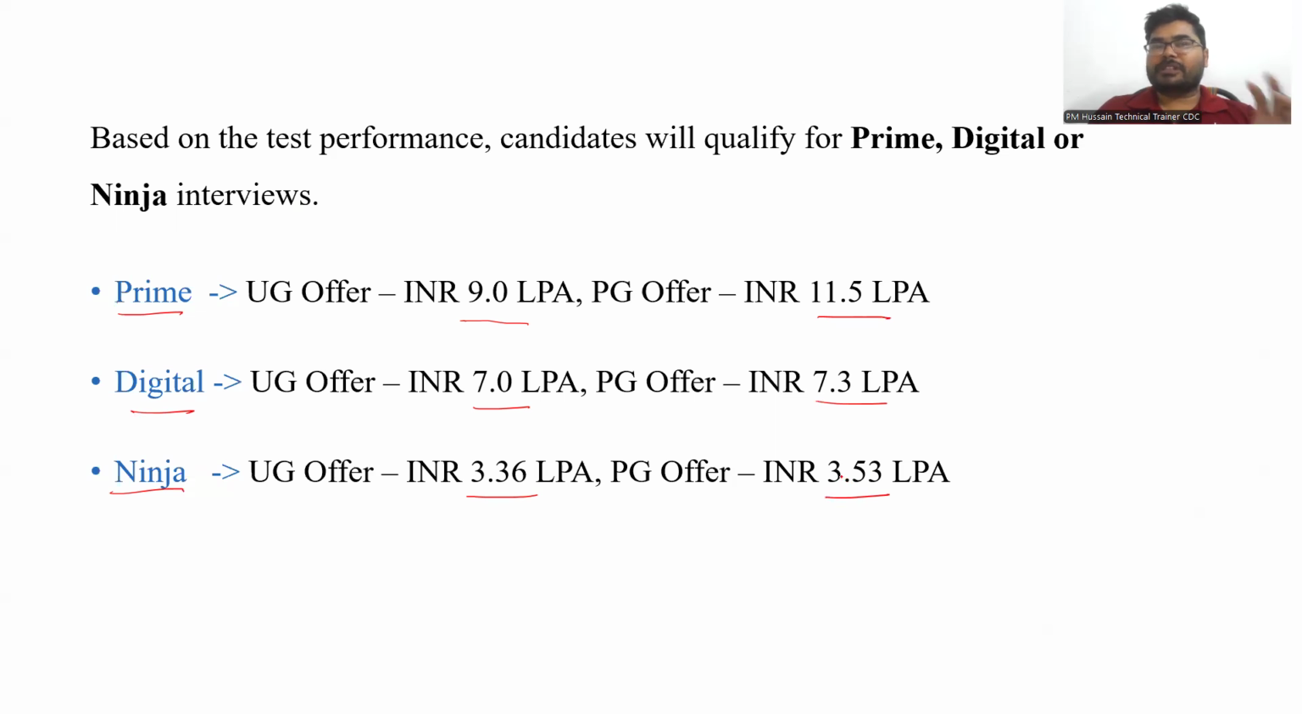If you crack the first section, you may be selected for Ninja, and if you solve the advanced coding section, you may be selected for either Prime or Digital based on your performance in the test. So the advanced coding section is the main part of TCS NQT to get the higher packages.